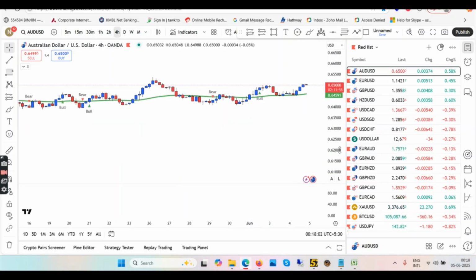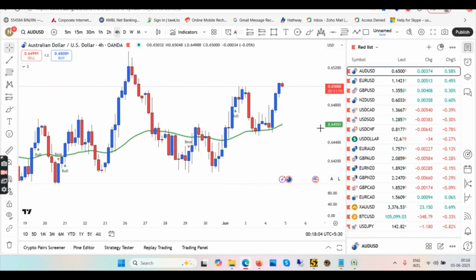When shall you enter long? Well, that's your entry in 4 hour right here. In 4 hour, we have broken the previous high, so we are continuing the uptrend. So what's done is done. Your entry was supposed to be here, I guess, or maybe here, so wherever you could enter, but that's past now.